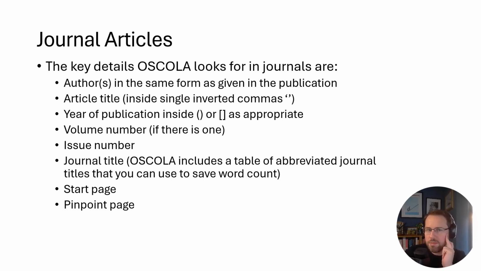We need the volume number and we need the issue number. And then we get the journal title as well. And as I said, if you go to the OSCOLA guide, you will see there's a table of abbreviated journal titles that you can use. And that will save your word count. Rather than writing Oxford Journal of Legal Studies, just write OJLS.